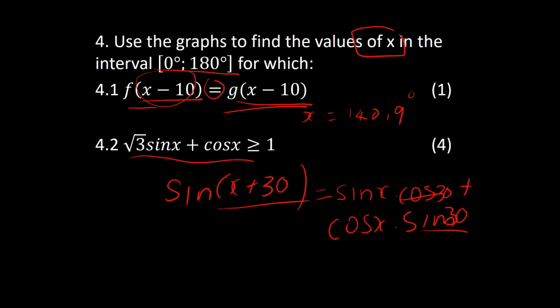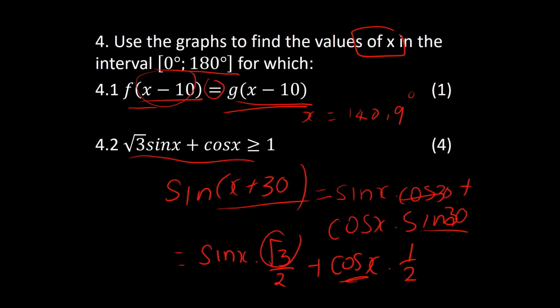So this will become sine x times root 3 over 2 plus cos x times a half. So we're getting somewhere now. I can see the root 3. I can see, okay, well, there's a half now that I'm not too happy with, but I can see the cos x, and I'm happy about that.